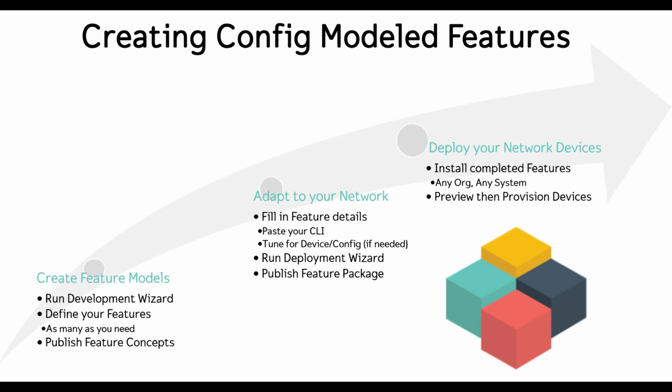In the Gluware 3.4 release, we've added the ability to create config model feature packages. It's a three-step process, including the creation of the feature model types themselves, filling in all the details specific to your network, including your CLI and any other tuning, and then previewing and ultimately deploying those features on your nodes. Let's start by looking at the creation process.